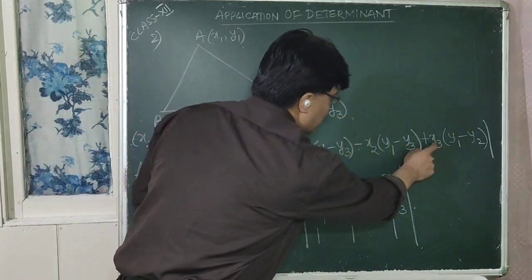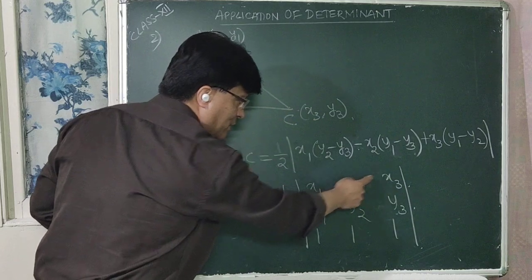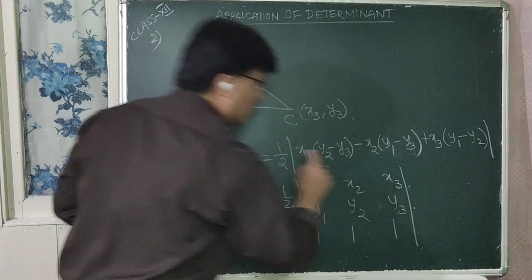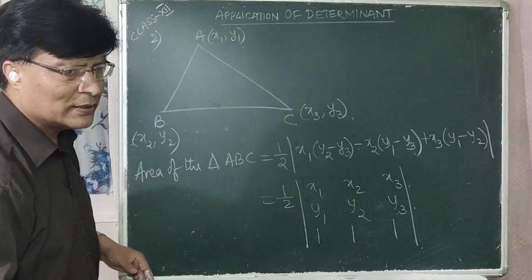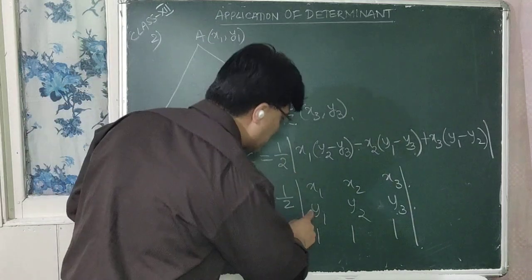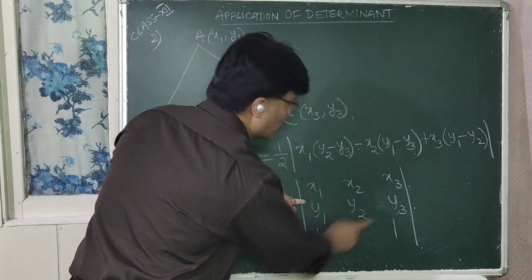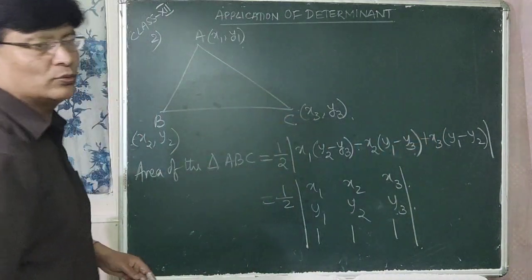Then comes plus x3. If you consider this term x3, delete the row and the column through that element. That means first row and third column are deleted. Forget about the first row and the third column. So what remains? y1, y2, 1, 1. So cross multiply, y1 into 1 is y1 minus y2 into 1 is y2.